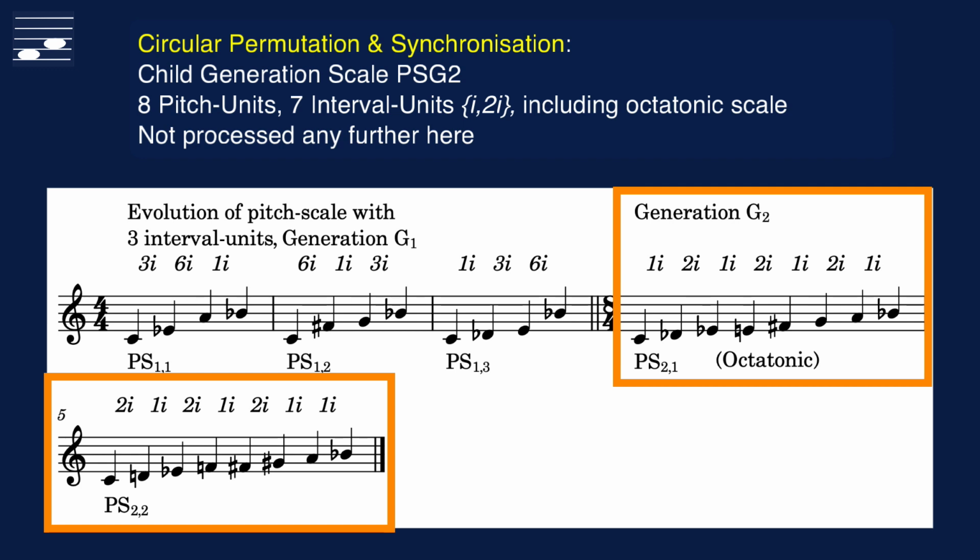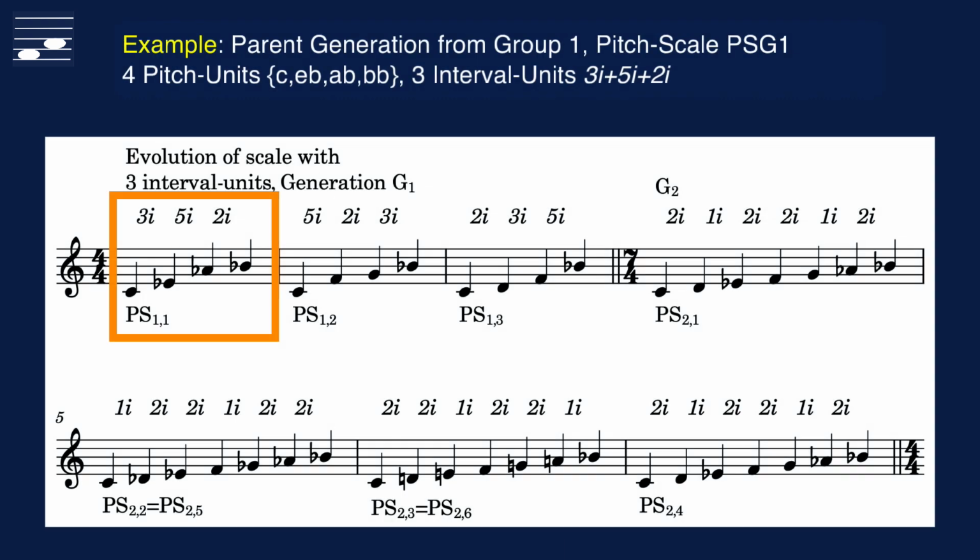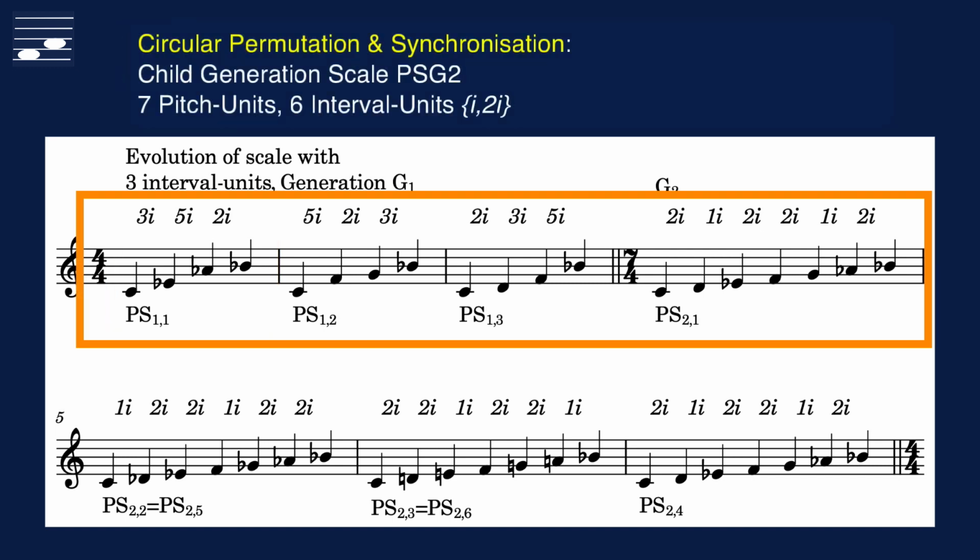And this is the evolution endpoint before reaching the chromatic scale. I will not use this family for a music example. Instead, let's create a different 3-interval scale family, now starting on root C with intervals of 3, 5 and 2 semitones. There are 2 more circular permutations in the parent generation G1.